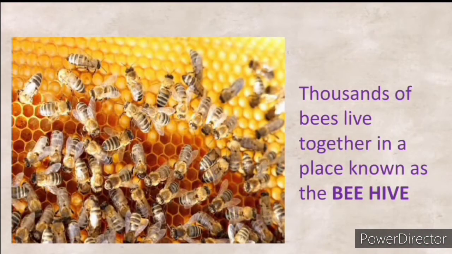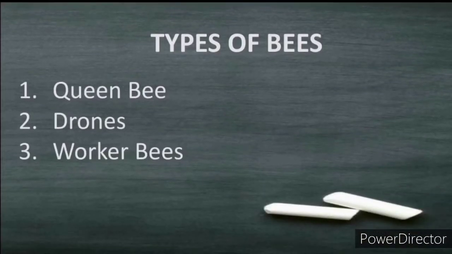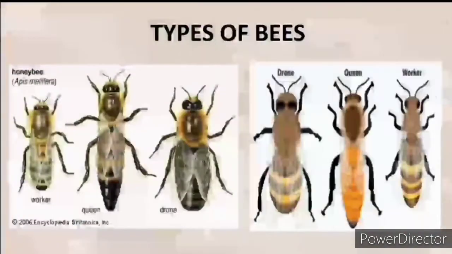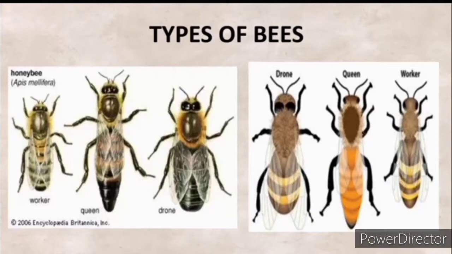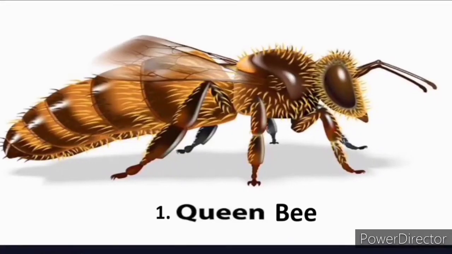Thousands of bees live together in a place known as the beehive. So bees live together in a place known as what? The beehive. There are different types of bees, and they are: one, the queen bee; number two, drones; and number three, worker bees. Now you can see the different types of bees in this picture. You can see the worker bee, the queen bee, and the drone. They are showing us the different kinds of bees. Now you can see their body structure is actually different. So now we're talking about the queen bee.